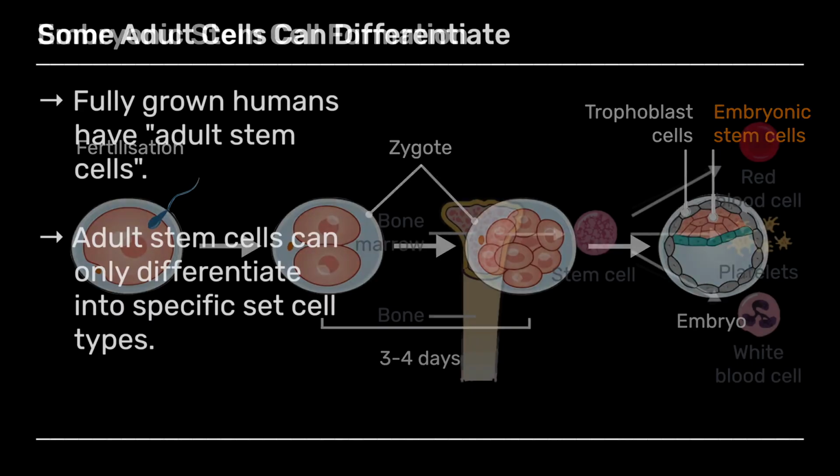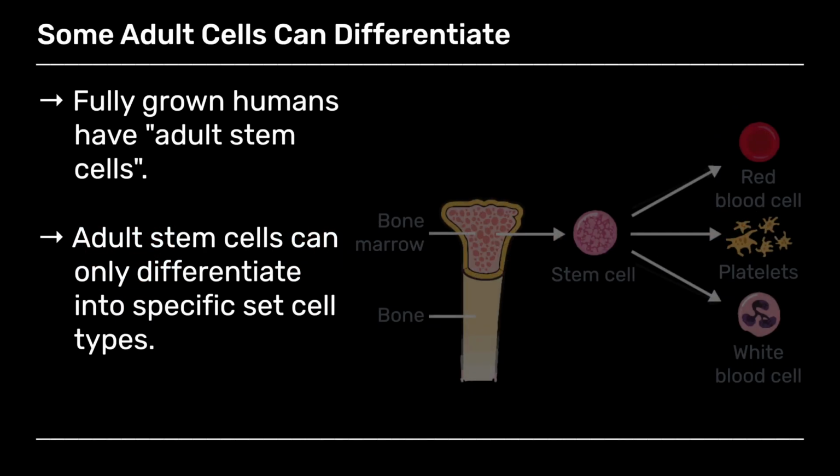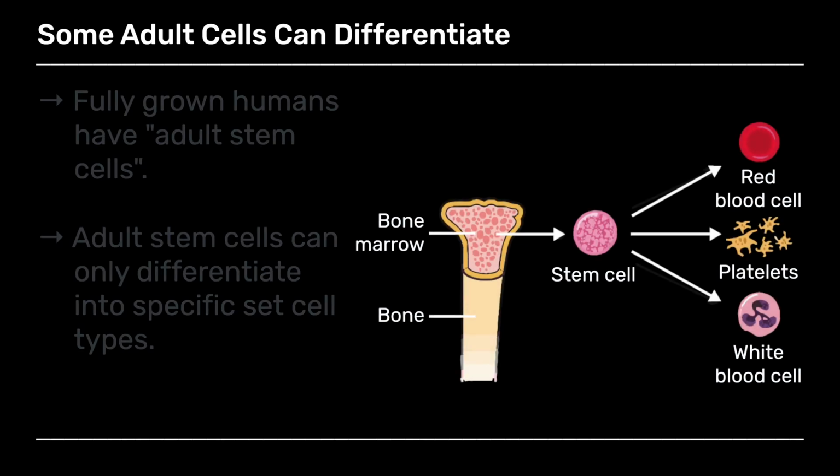of a body. Importantly though, even when you are an adult, some of your stem cells remain, but now as adult stem cells. Adult stem cells are different to embryonic stem cells. They are still undifferentiated cells, but they can only differentiate into specific set cell types, rather than any other cell type in the way that an embryonic stem cell can. For example, your bone marrow is a good source of adult stem cells, but those stem cells can only differentiate into blood cells and cells of the immune system.